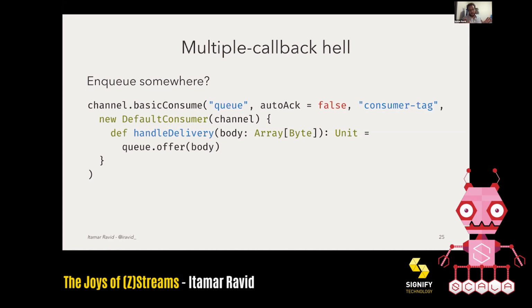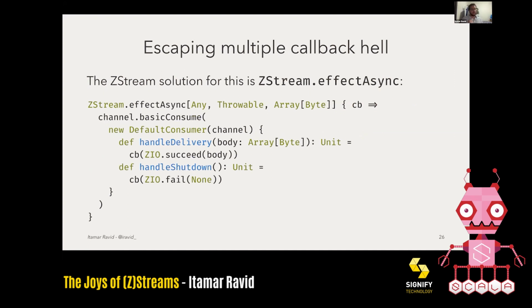And this is not fun. So the ZStream solution for escaping callback hell is called ZStream.effectAsync. It's pretty similar to ZIO.effectAsync if you've seen it. It's a way to integrate with callback-driven APIs, but the difference from ZIO.effectAsync is that ZStream.effectAsync works for callbacks that occur multiple times.